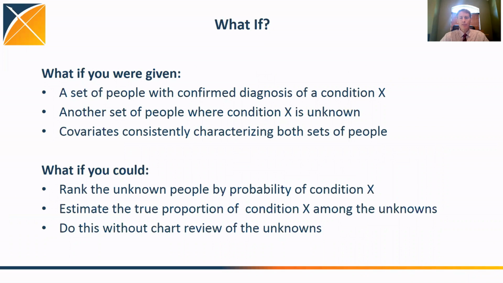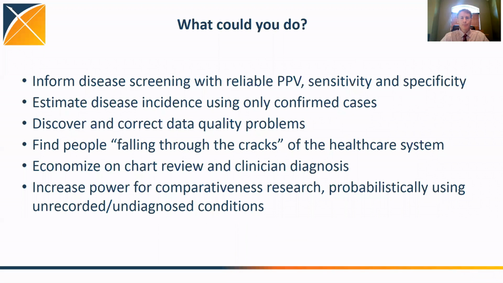What if you were given a set of people with confirmed diagnosis of a condition, another set of people where the condition's unknown, and covariates consistently characterizing both sets of people? What if you also could rank those unknown people by the probability of the condition, estimate the true proportion of the condition among the unknowns, and do this without any chart review? What could you do with this?